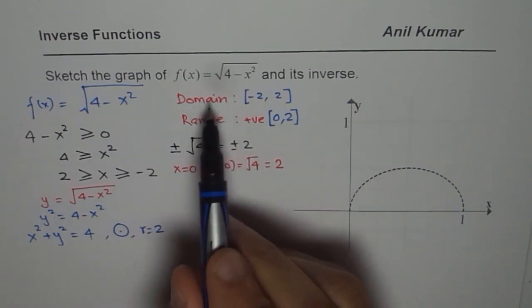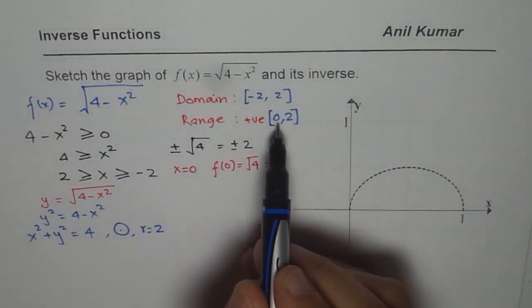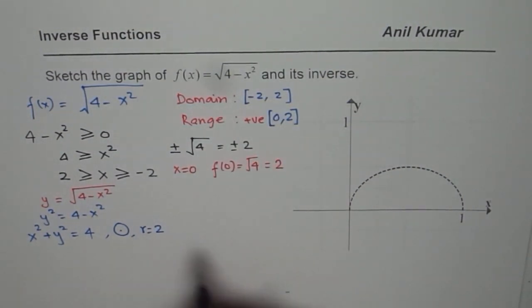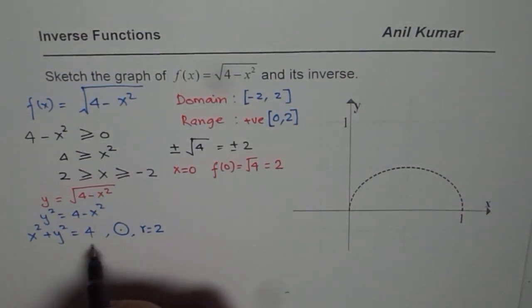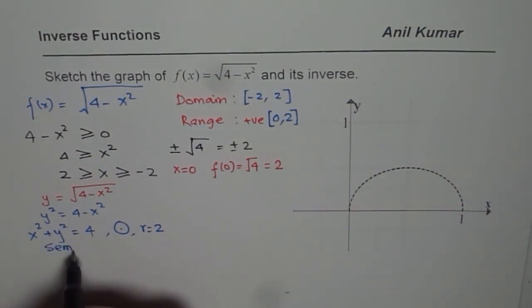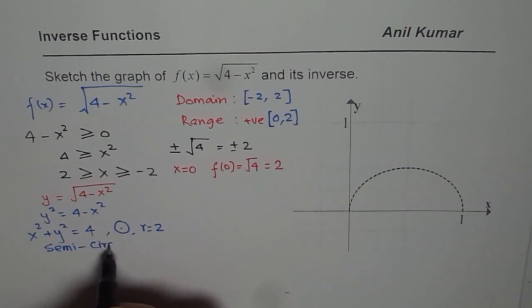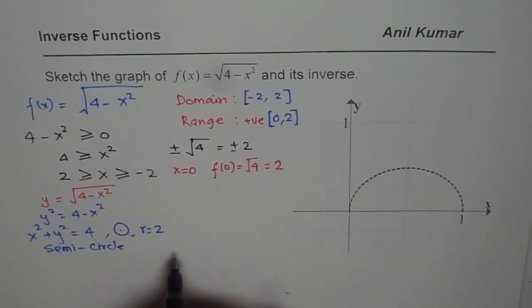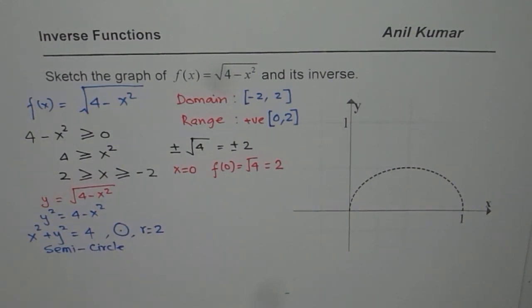Since our domain and range are now known, and the range is only positive, what we are looking at here is a semicircle, right? So it is basically a semicircle, only the positive half, correct? Only the positive half. So that is what the graph of this function should be like.